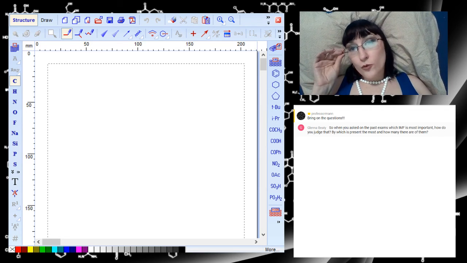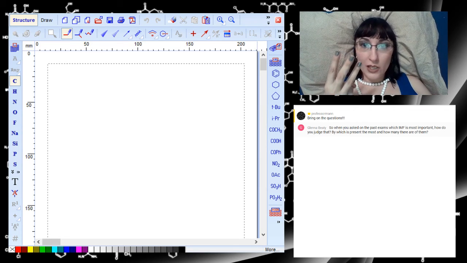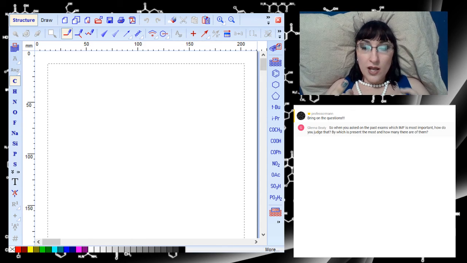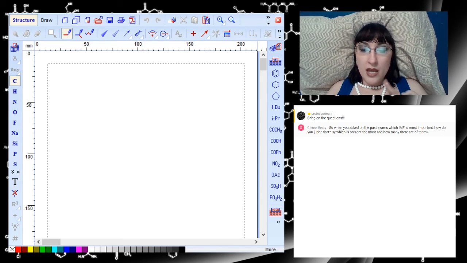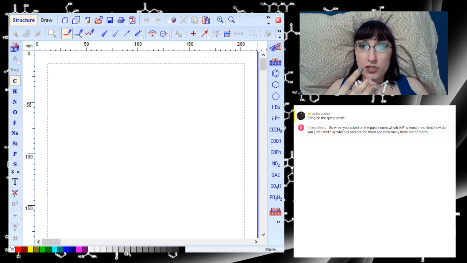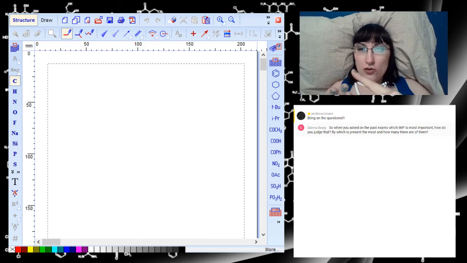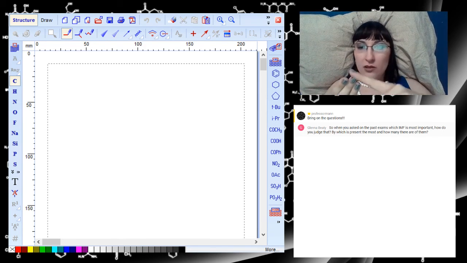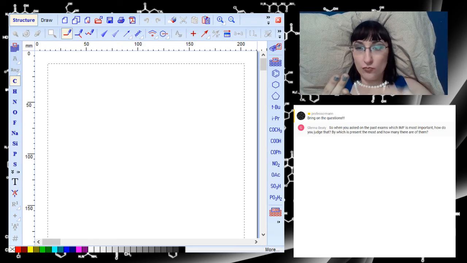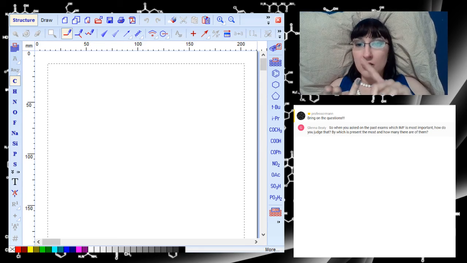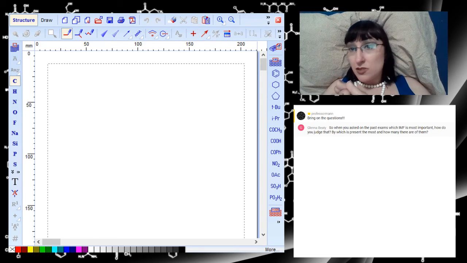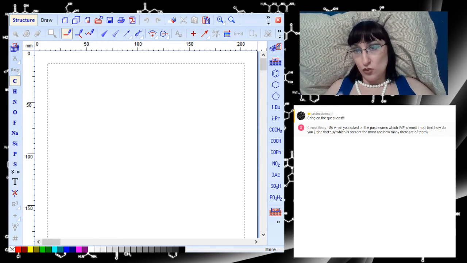Okay, so you have three types of intermolecular forces: van der Waals interactions, hydrogen bonding, and dipole-dipole interactions. In your notes you should be able to see where I said that van der Waals interactions, or dispersion forces, are the weakest, dipole-dipole are next, and hydrogen bonding is the strongest.